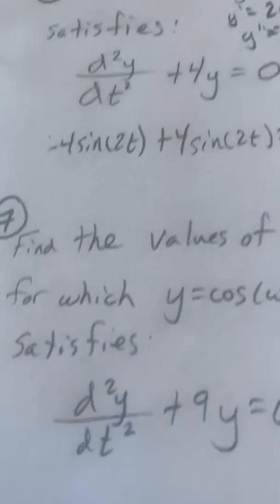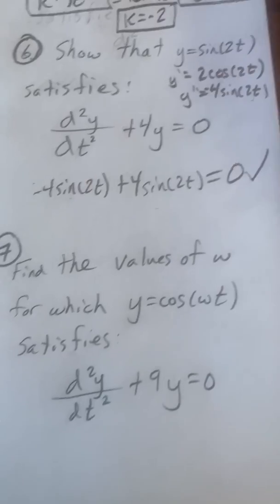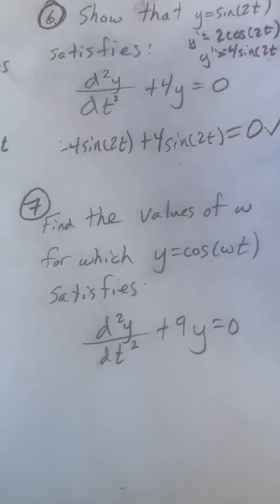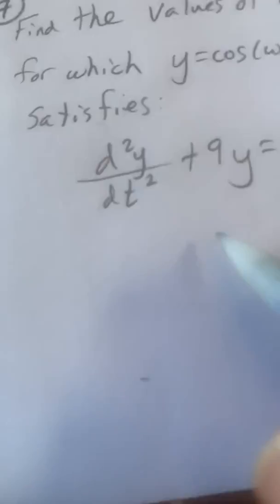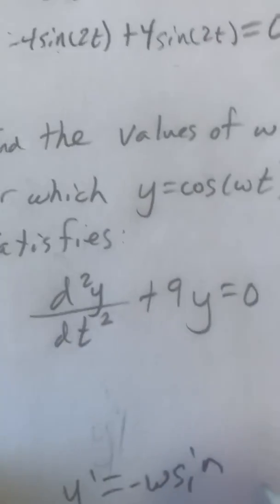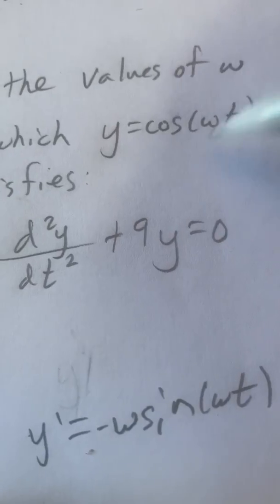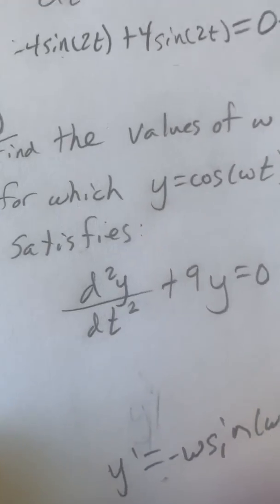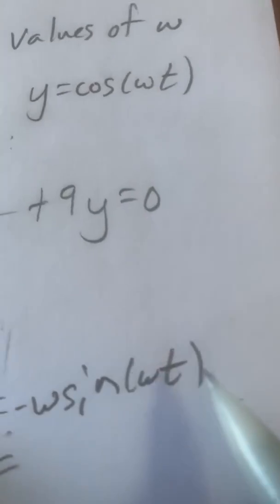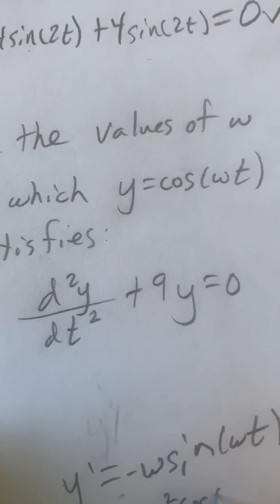So check. And then the last one says, find the values of w for which y equals cosine of wt satisfies this equation. If I go down here and take the derivative, let's give a little more space, I get negative w sine of wt. So again, the derivative of cosine is negative sine, and the derivative of wt is w. Then if I go to y double prime, the derivative of sine of wt is going to be cosine, and I'm going to get another w, so I'm going to get negative w squared cosine of wt.